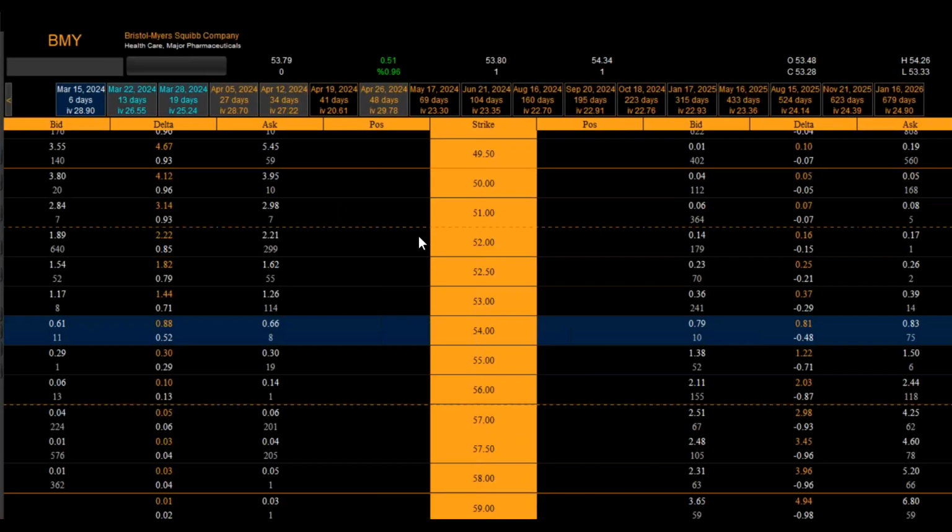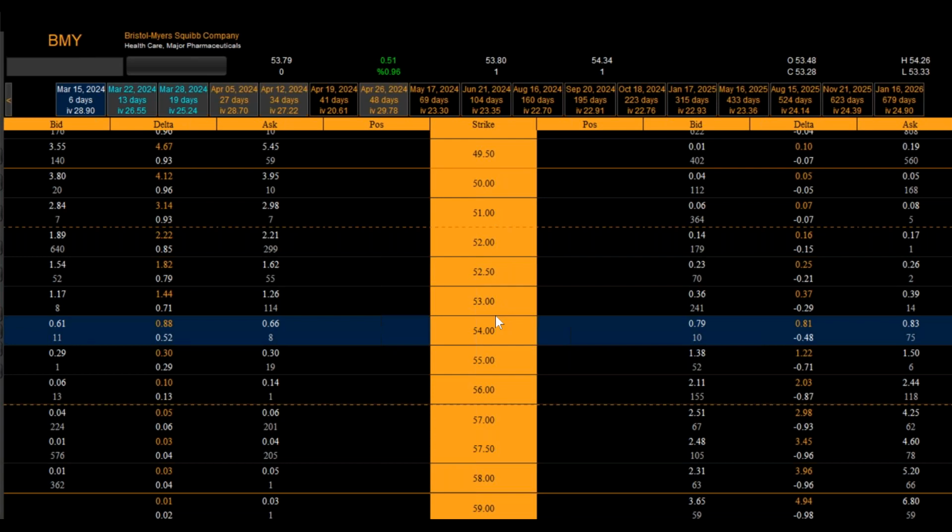So first thing I'm going to show you is an option chain, and most everybody here probably knows about an option chain. This is Bristol Myers. This is what an option chain looks like. Everything on the left here are the calls, and over here are the puts. This is the strike price. It goes up in increments of $1 for the most part, well, 50 cents actually.